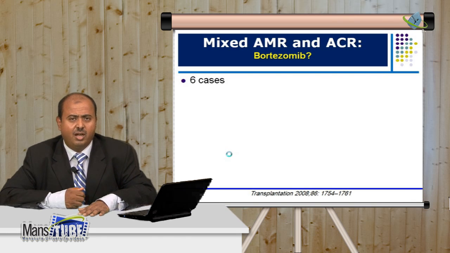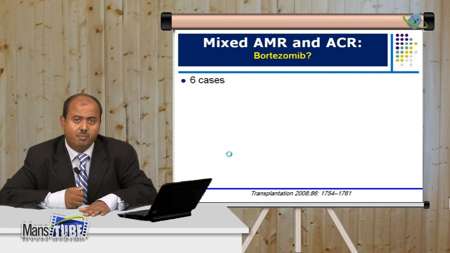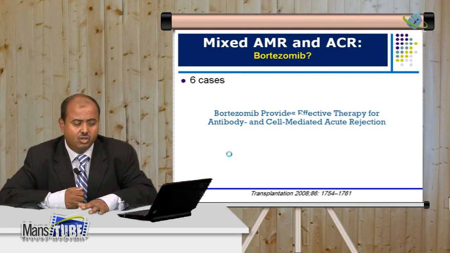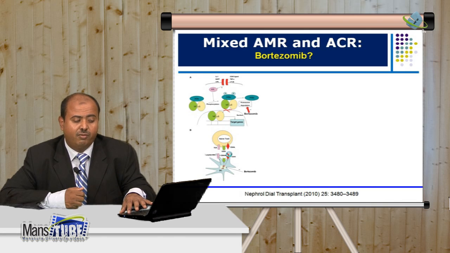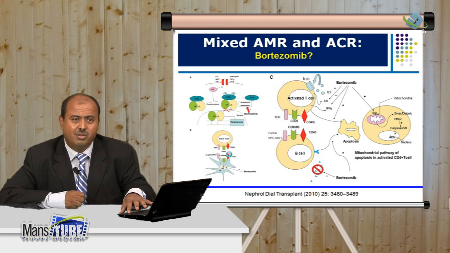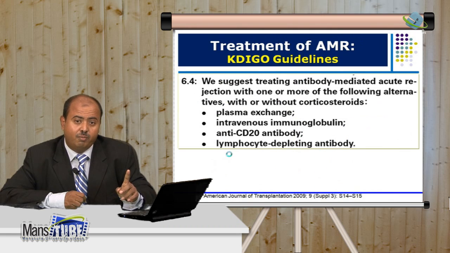If you have mixed acute cellular rejection and acute antibody-mediated rejection, and we know that bortezomib is specific for the plasma cell, there is a role for bortezomib in treating this mixed reaction. In these 6 cases, yes, bortezomib provides effective therapy for antibody and cell-mediated acute rejection, because although it inhibits the plasma cell, so it inhibits the humoral arm, it also affects the activated T cell and, as you see, the mitochondria and nuclear factor kappa B. So bortezomib, yes, is a potent anti-humoral, but it also affects the cellular arm of immunity.